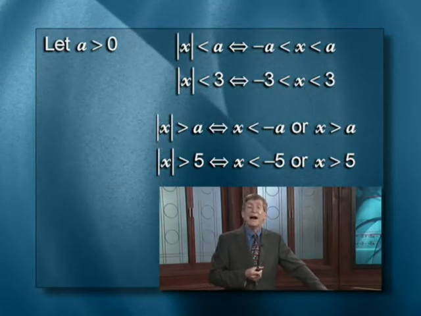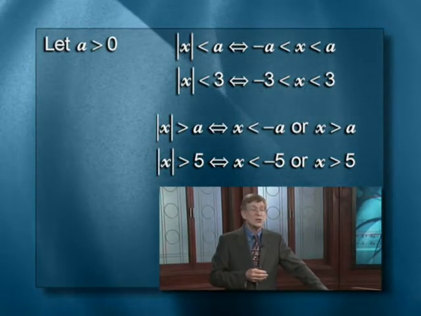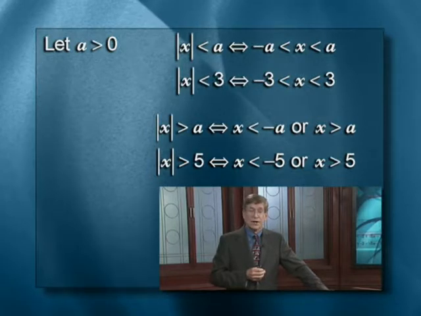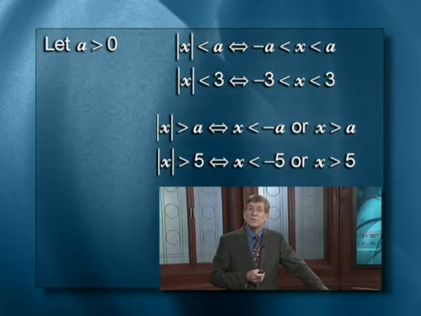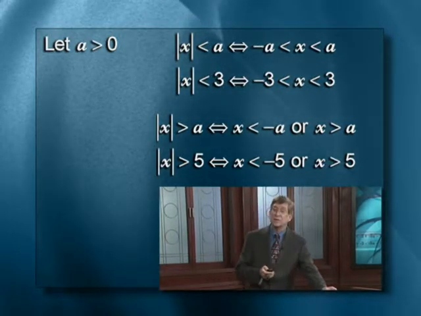For instance, minus 20 is okay, and so is 50. But 2 is not okay. The absolute value of 2 is not bigger than 5. So that's kind of complicated because it's got two pieces. This answer is some numbers here or some numbers over here.